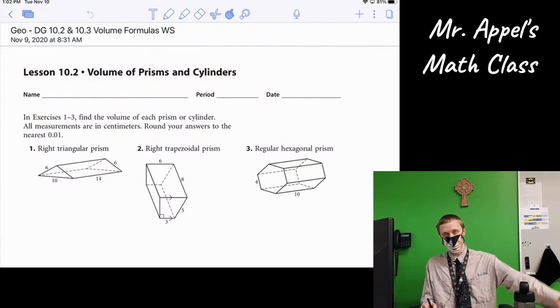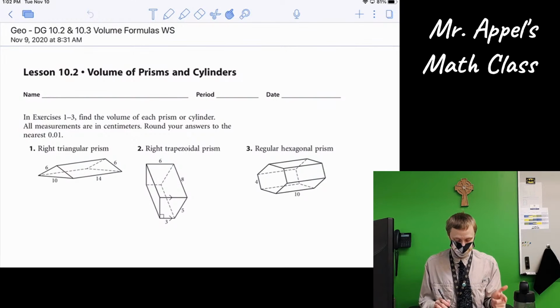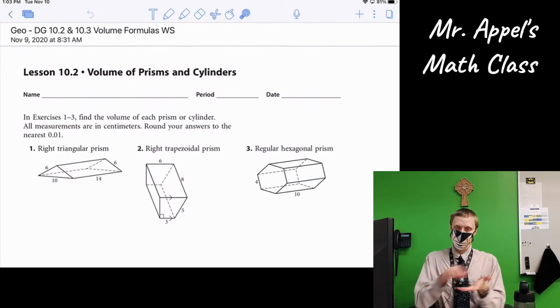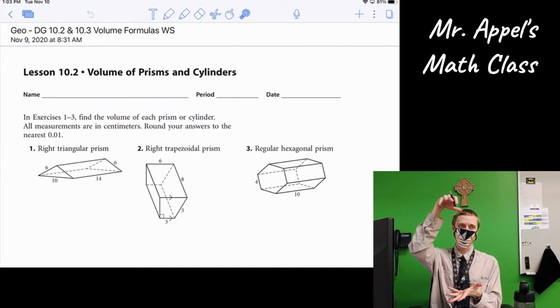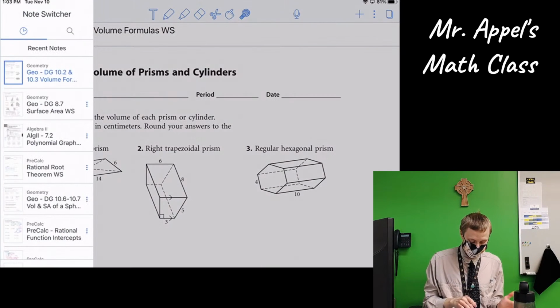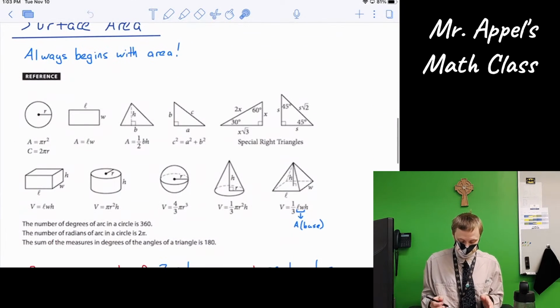We're dealing with volume of prisms, cylinders. Those are very much similar, okay? Take the base, multiply by the height. That's it, this whole thing, okay? Which really summarizes, go back to this guy, right? We had all of the formulas here.